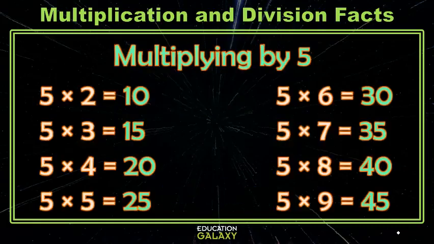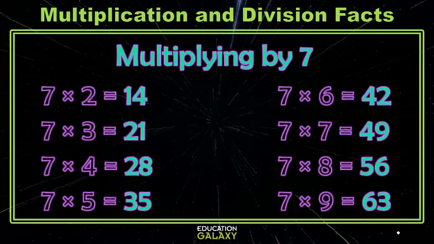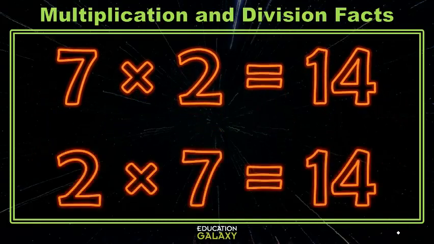We remember those from skip counting, 5, 10, 15, 20, and so on. 6's maybe a little trickier, but the 7's seem to be what a lot of people don't remember. And most of these we know already. So for instance, if I thought, hey, I don't know that 7 times 2 is 14, but I do somehow magically remember that 2 times 7 is 14, then I really do know them both, right?